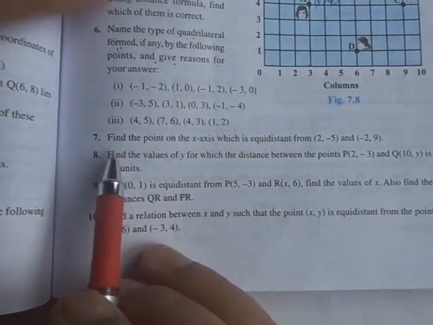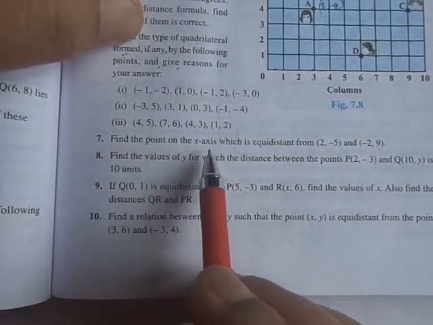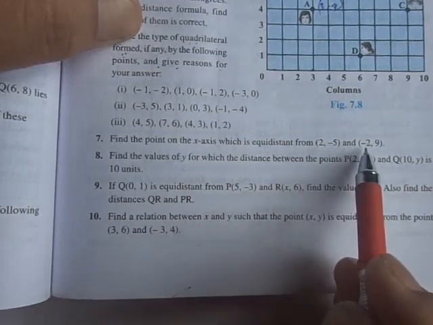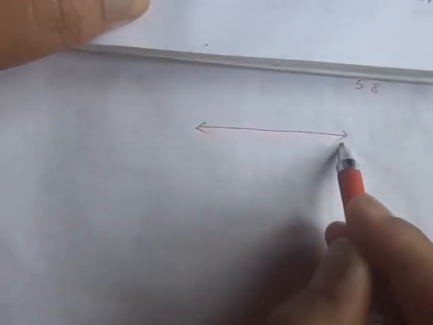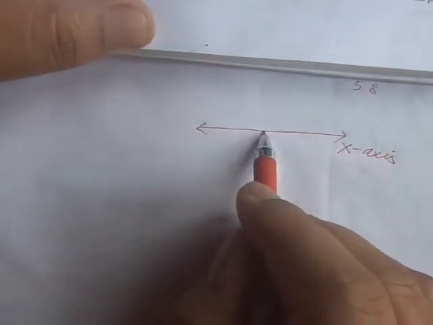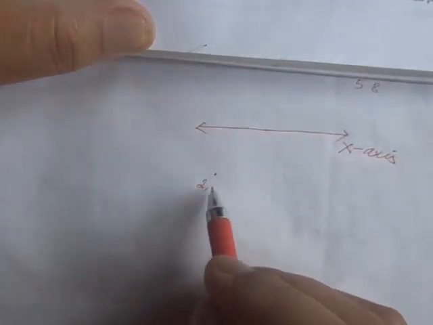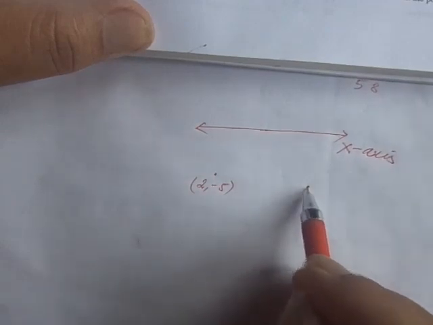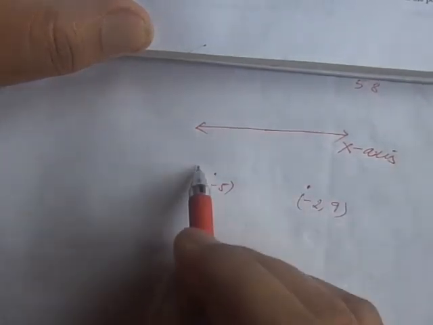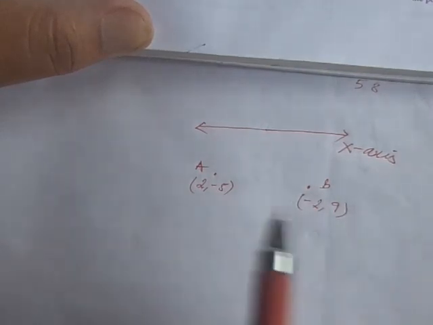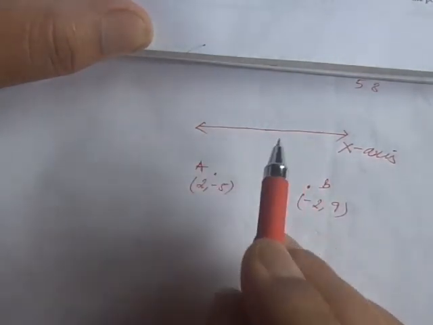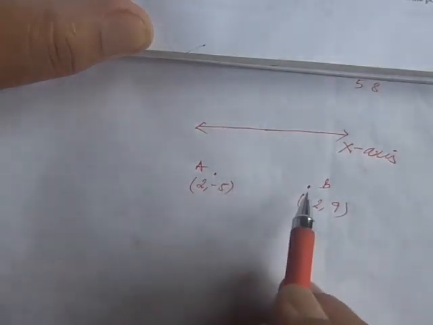Next, number 7. Find a point on the x-axis which is equidistant from these two points. So let's say this is the x-axis. Let's say one point is here, 2, minus 5, another point here, minus 2, 9. Let's call this one A, and this one B. We have to find a point on this x-axis which is equidistant from these 2 points.